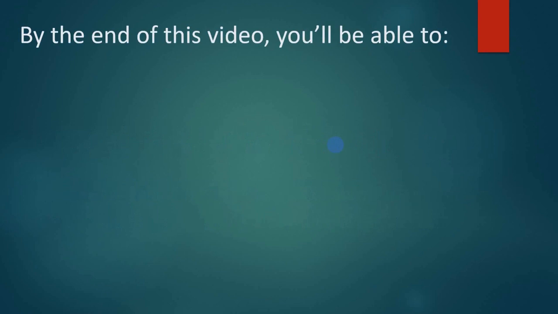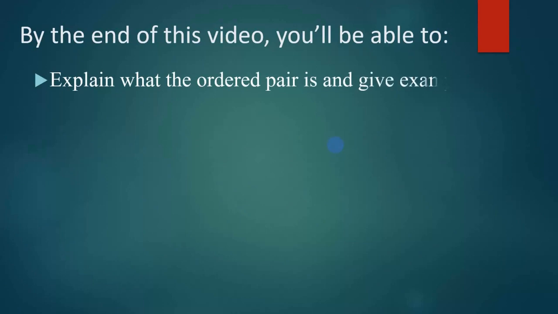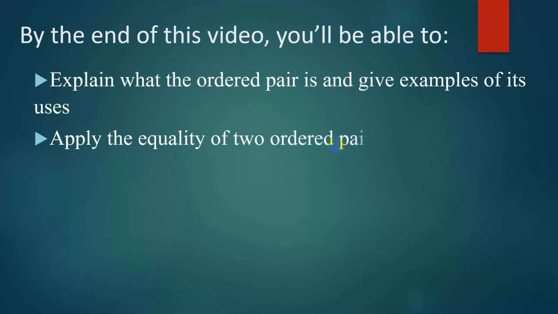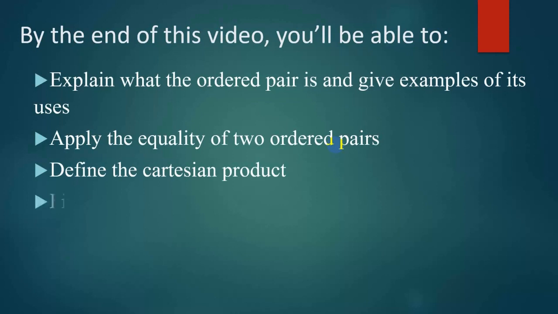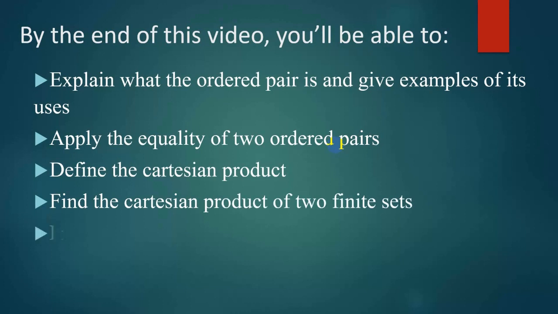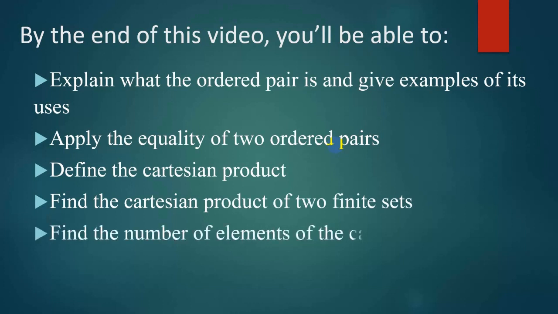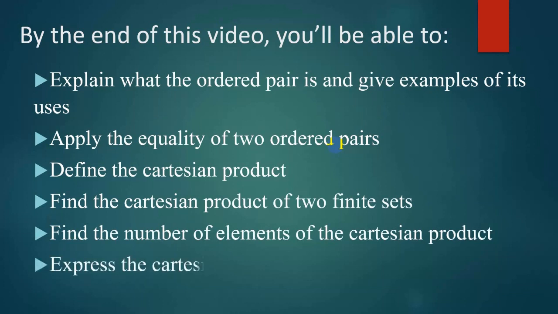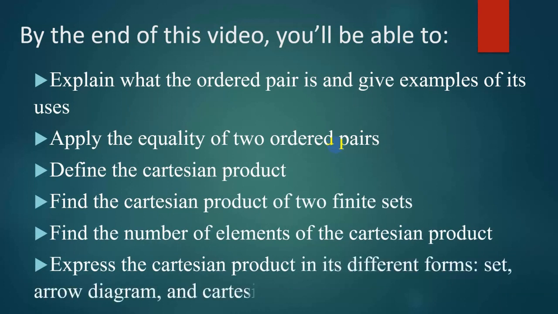By the end of this video, you will be able to explain what the ordered pair is and give examples of its uses. Apply the equality of two ordered pairs. Define the Cartesian product of two sets. Find the Cartesian product of two finite sets. Find the number of elements of the Cartesian product of two finite sets. And finally, express the Cartesian product in its different forms, which are set of ordered pairs, arrow diagram, and Cartesian diagram.